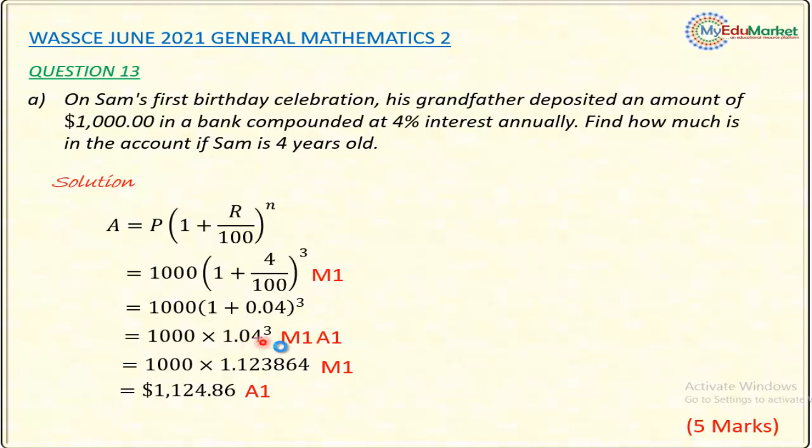Then the next method mark is for taking the cube of this value, 1.04 raised to the power of 3. Attempting to do that, you have the method mark, and the final mark is for the final answer, the accuracy, if the answer is accurately equal to $1,124.86. So this is the mark distribution. In total there are 5 marks in this question according to the WAEC marking scheme.